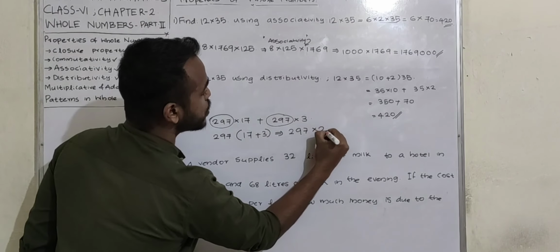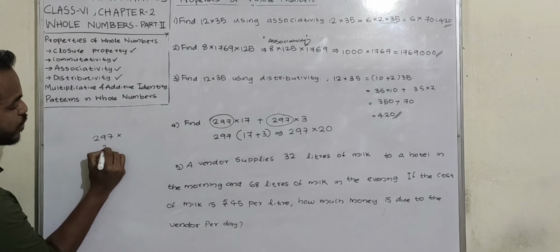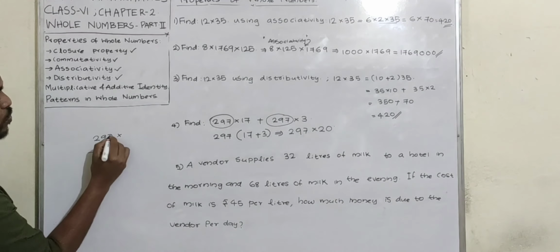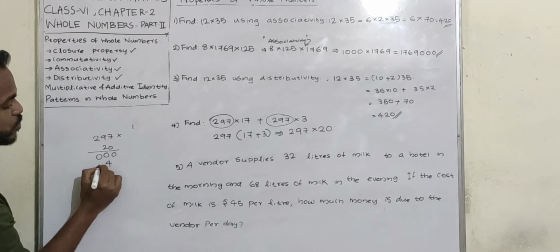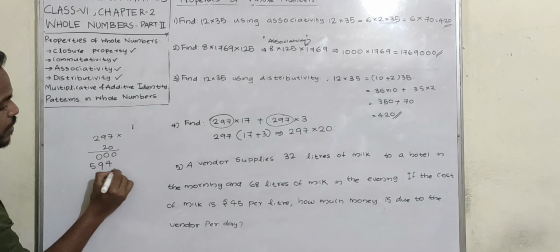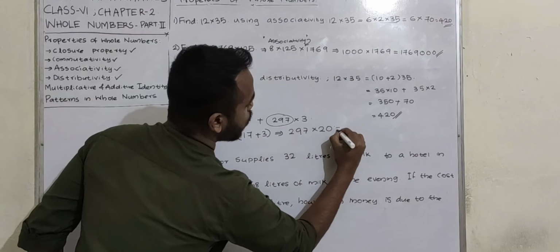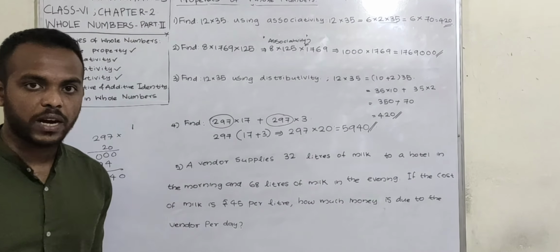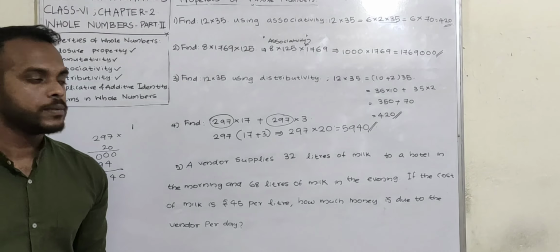297 into 20. We can easily multiply 297 by 20. How will you do this one? 0 times 7, 0, 0. Now 2 times 7 is 14, remainder 1. 2 times 9 is 18. 18 plus 1 is 19. Again remainder 1. 2 times 2 is 4. 4 plus 1 is 5. So the answer becomes 5, 9, 4, 0. So I have taken this question from your exercise part. I am leaving the other questions for you to do as your work.